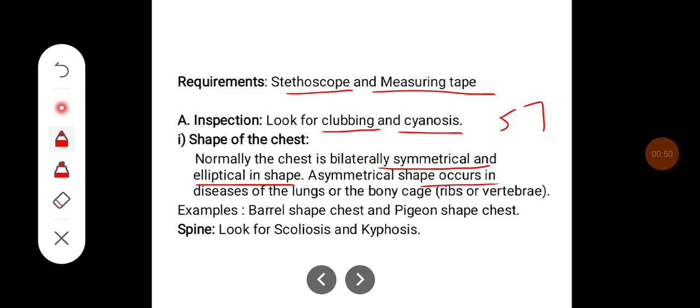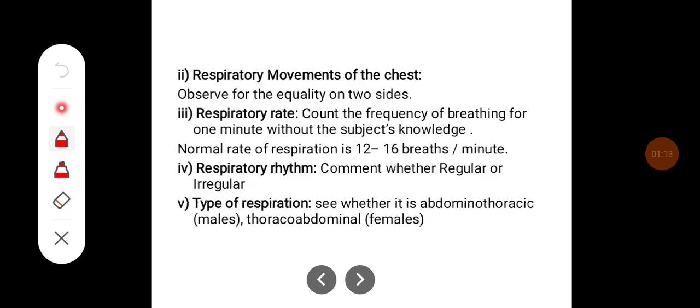The asymmetrical shape occurs in disease of lungs or bony cage, that is ribs or vertebrae. For example, barrel-shaped chest, which is usually seen in case of emphysema, and pigeon-shaped chest, which is seen with a vitamin D deficiency. And you also have to look for the spine for the scoliosis and kyphosis. Then respiratory movements of the chest has to be observed. Observe the equality of the respiratory movements on both the sides.